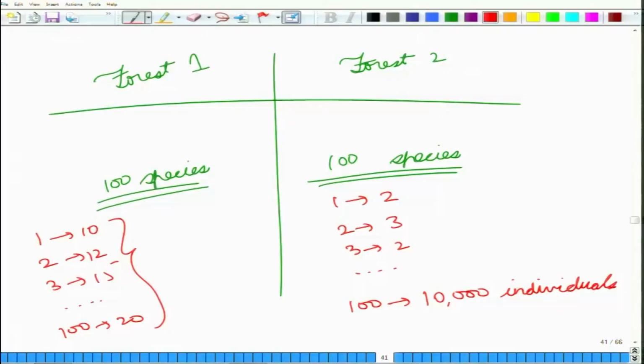So, all these 100 species are distributed everywhere, whereas in the case of forest 2, we have 99 species with very few number of individuals and one particular species that has 10,000 individuals. Now, if you move into this forest, you would observe only species number 100, because the rest of the species are so few that your system is overwhelmed with species number 100. So, in this case we would say that the species are not equally distributed, or the individuals are not equally distributed amongst different species.